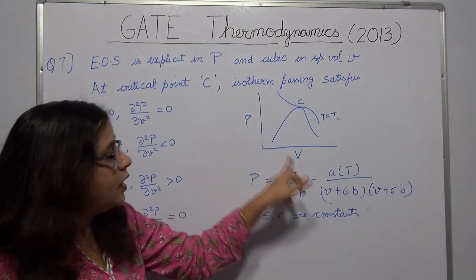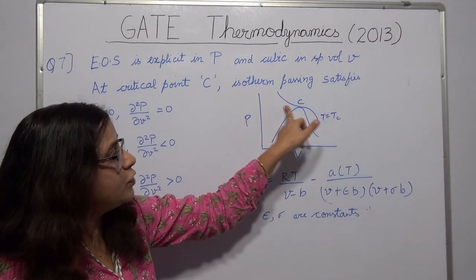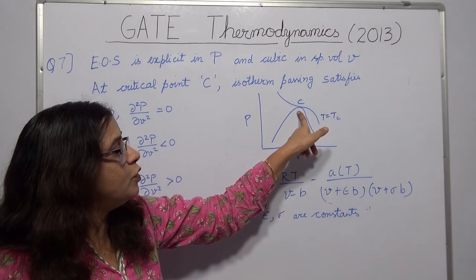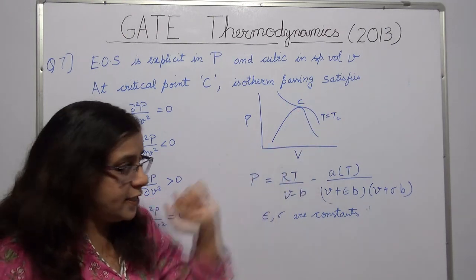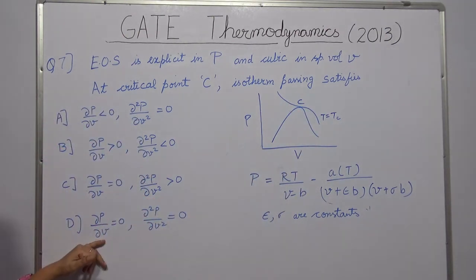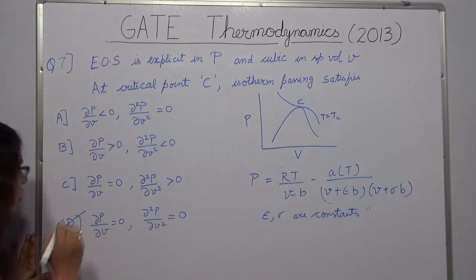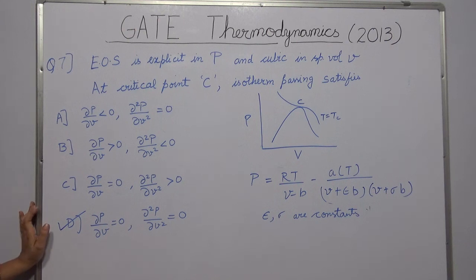So for you I have drawn on a PV curve an isotherm which is passing through a critical point C. So what you observe is that you observe an inflection at this point C where your first derivative and your second derivative are 0. Okay. So straight away your option D is correct.